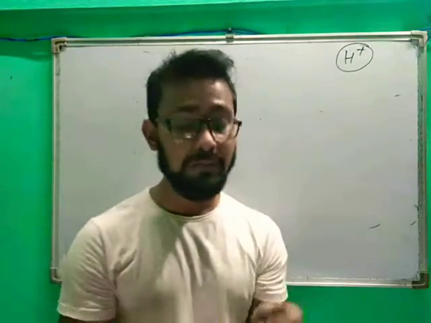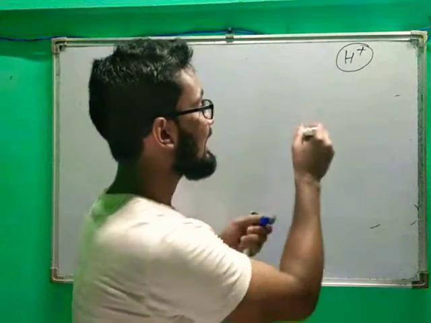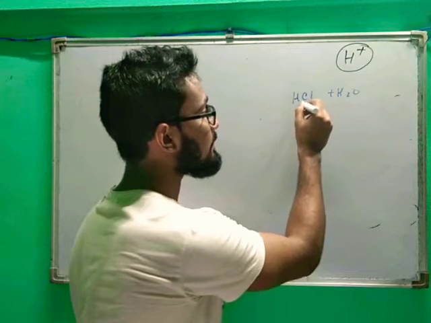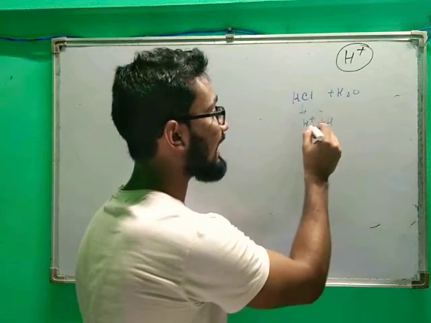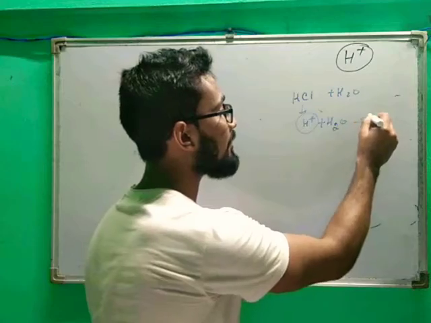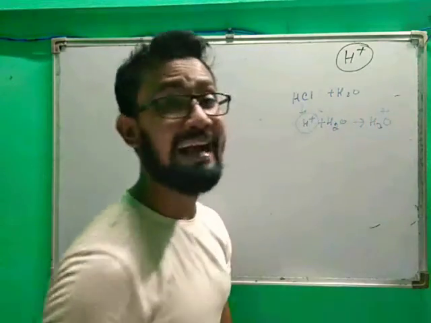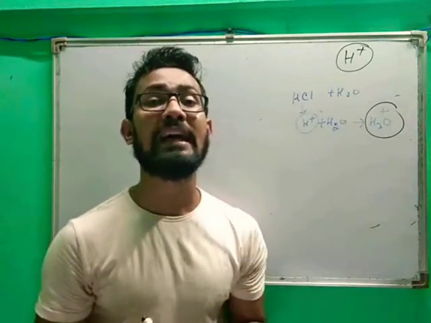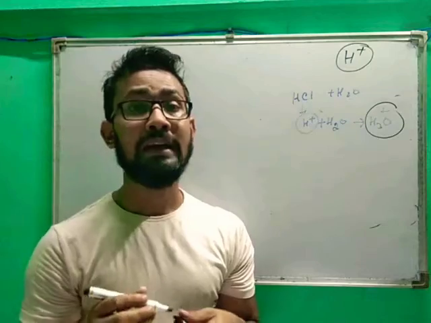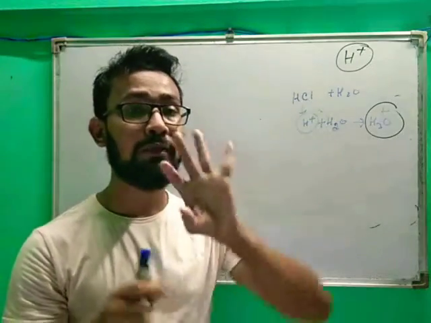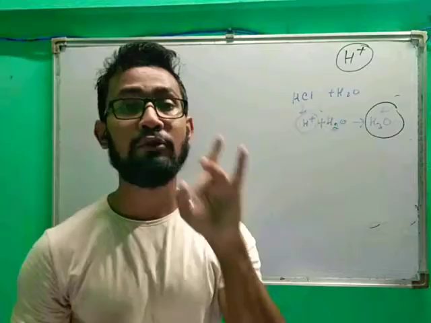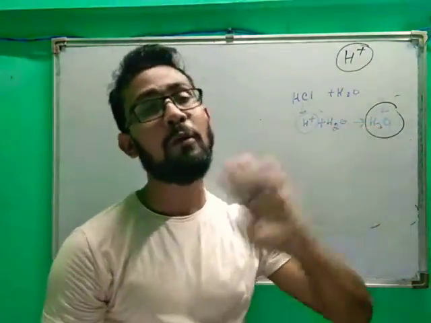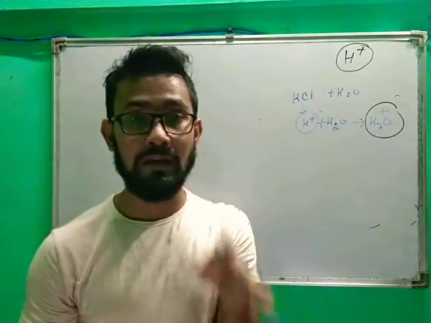H plus unstable होता है, so what happens, as we are mixing HCl plus water, because this HCl is producing H plus ion, this H plus cannot stay alone, so it mixes with the water and forms H3O plus. This is called hydronium ion. Important thing, the H plus ion produced by acid can't stay alone, as it is very unstable, so it reacts with the water and forms hydronium ion. Clear? So if we are talking about H plus, ultimately we are indirectly talking about H3O plus also, which is called hydronium ion.